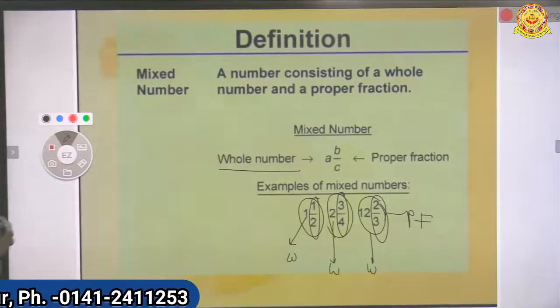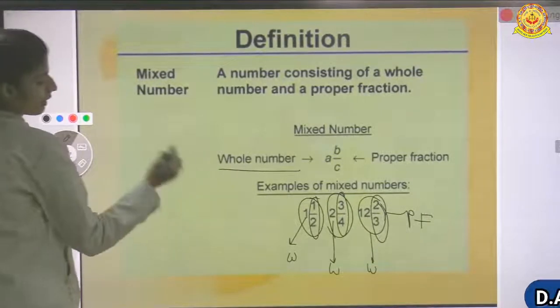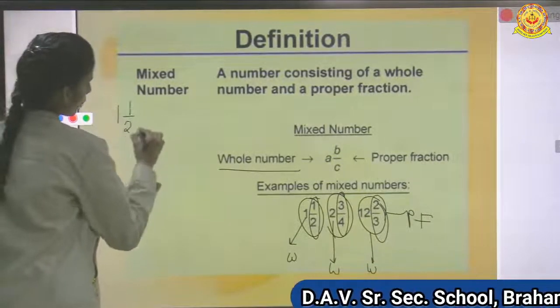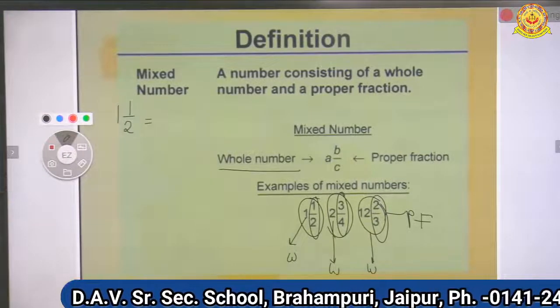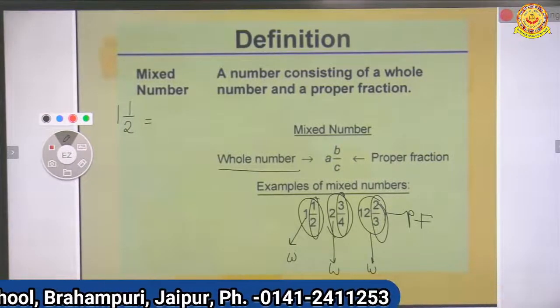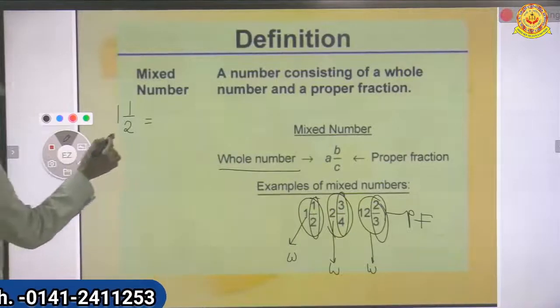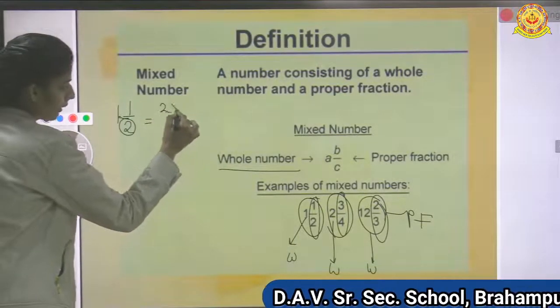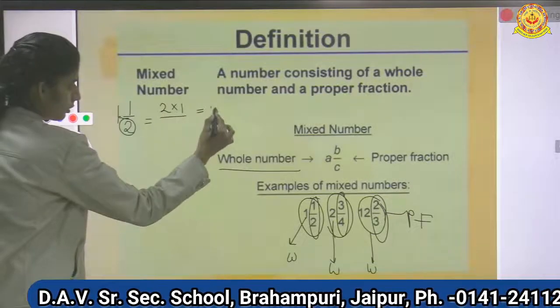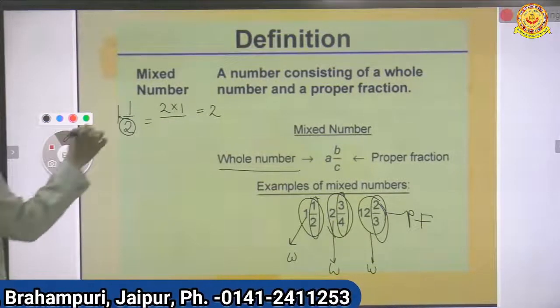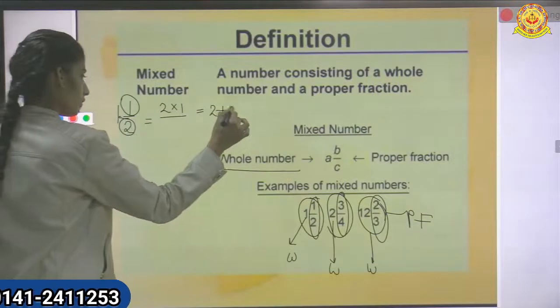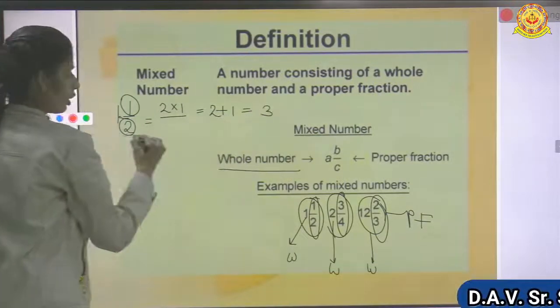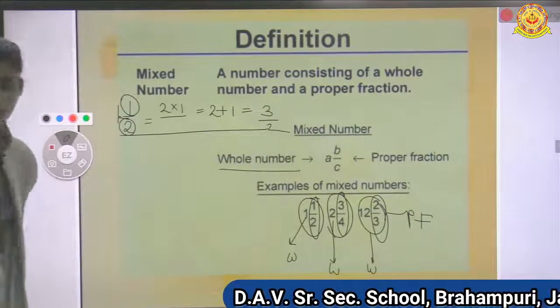First we are talking about how to convert a mixed fraction into an improper fraction. How do we do that? First we multiply the denominator with the whole number. So 2 multiplied by 1, how much is that? 2. Now whatever comes, add the numerator: 2 plus 1, 3, and the denominator will be the same only, 3 upon 2.